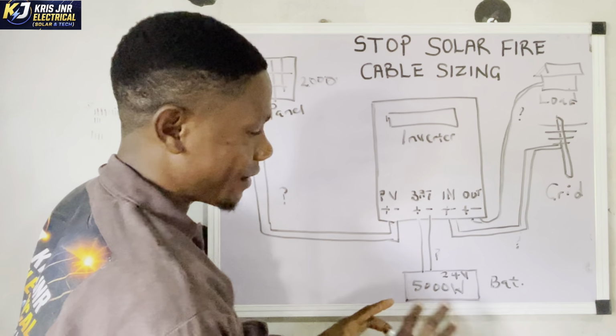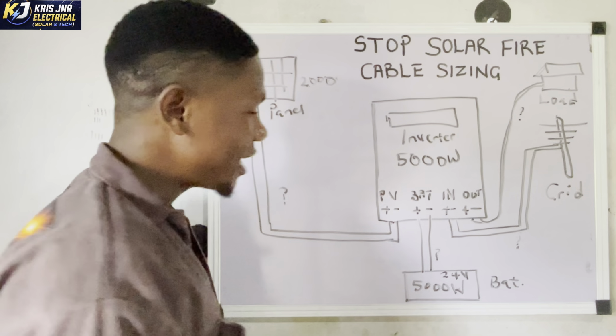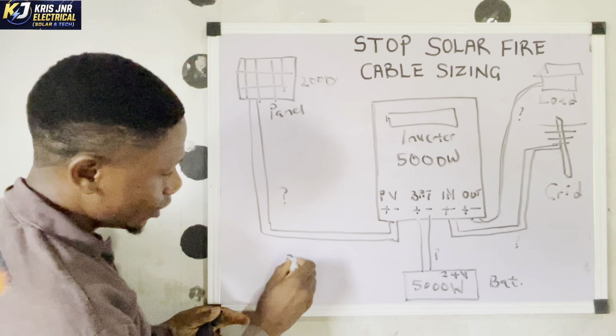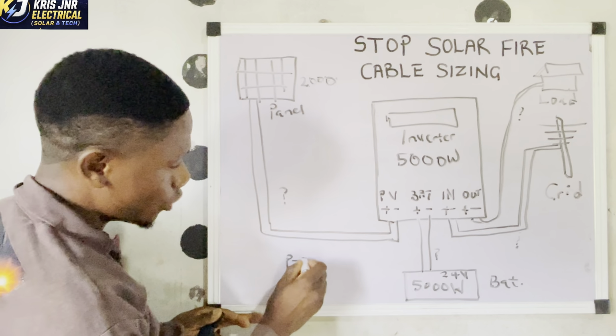So current is flowing from this battery to the inverter. But we don't know the amount of current that is flowing, because it is the amount of current that will determine the cable that we need to connect this battery to the inverter. Now let's use our formula. Power equals current times voltage. You already know this. Then current equals power over voltage.